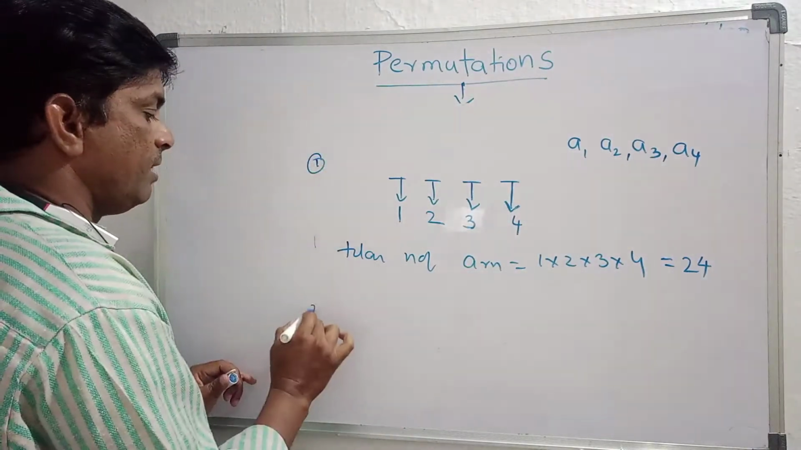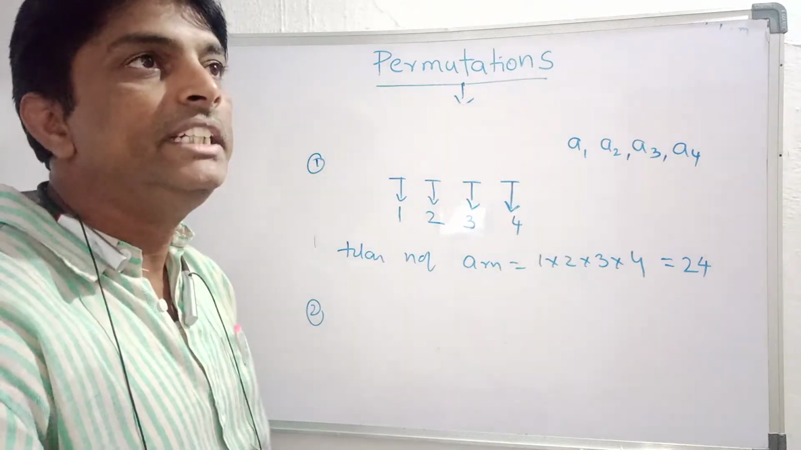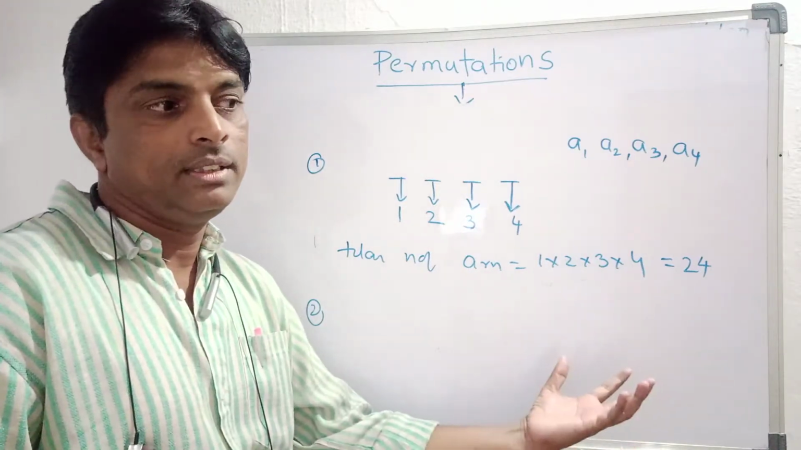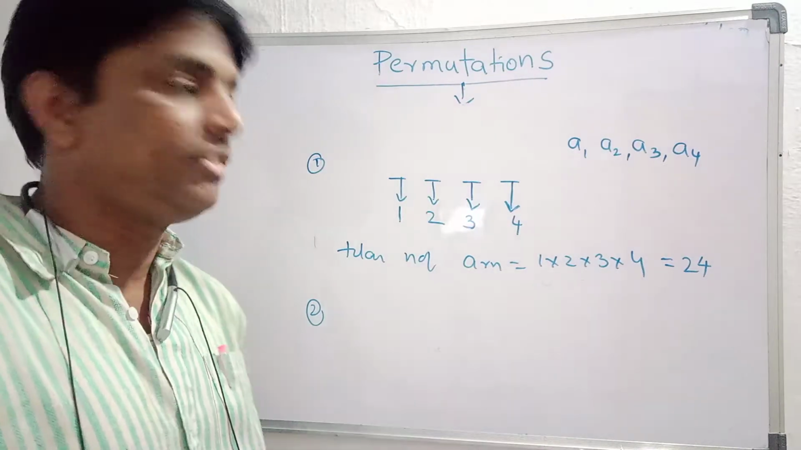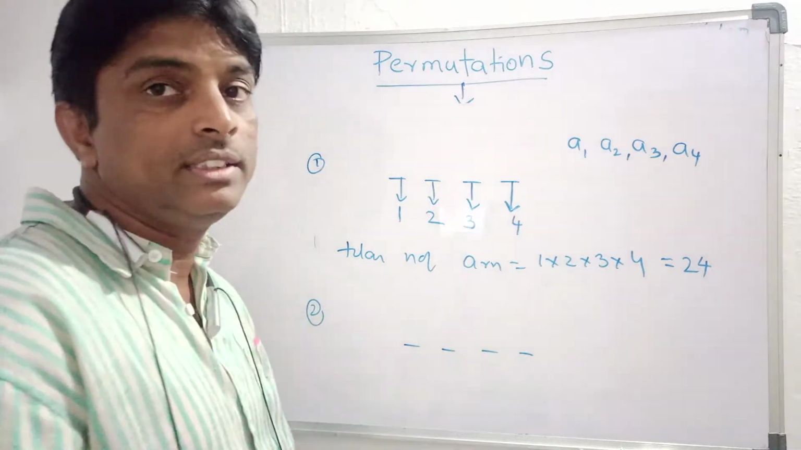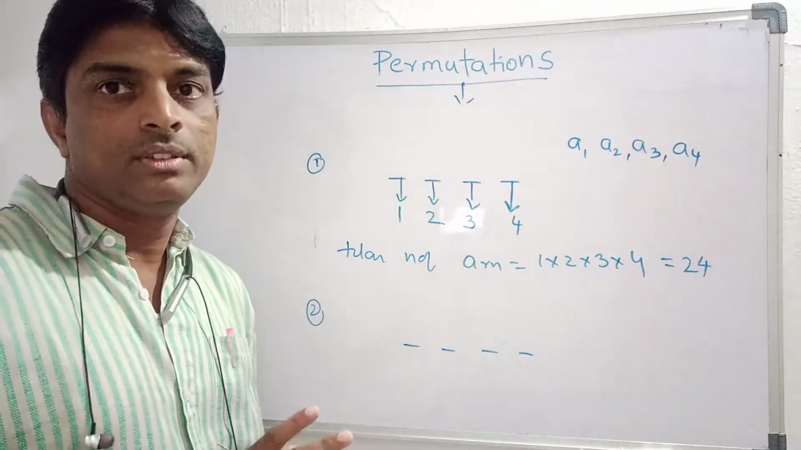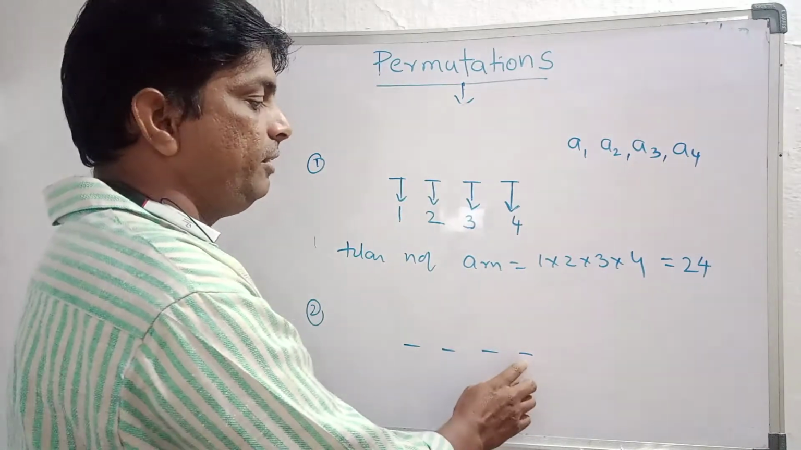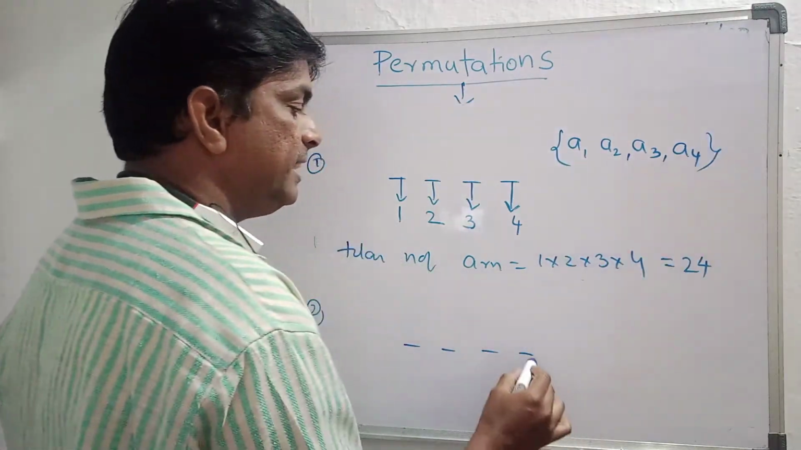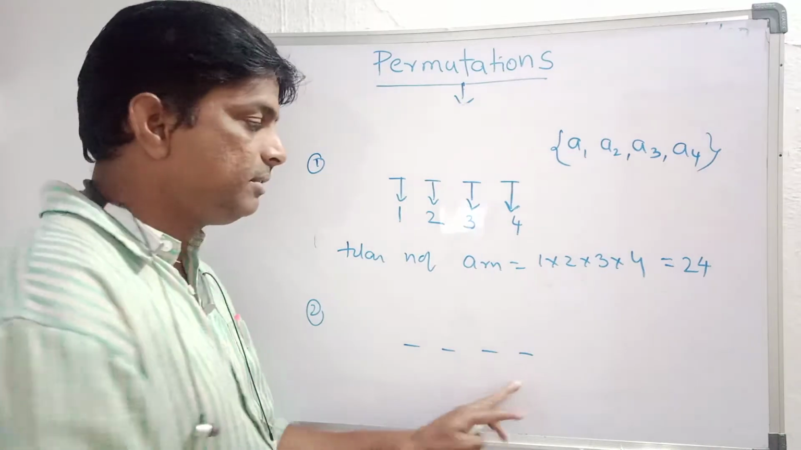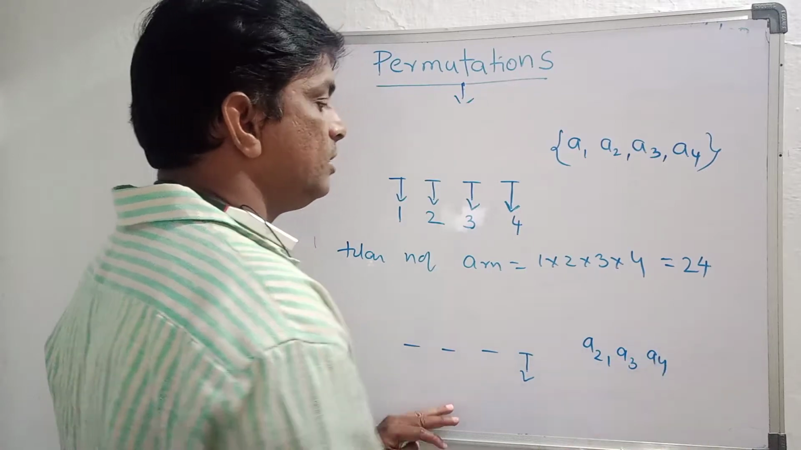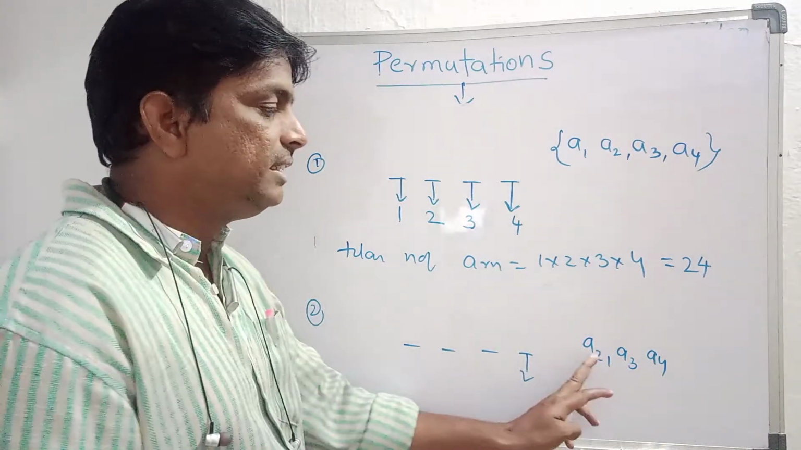For example, if I say find the total number of arrangements in which A1 does not sit in the last place. Understand my question? Find the total number of arrangements in which A1 is not ready to occupy the last place. Is not means he never prefers to sit in the last place. How do you find out in this case? Since A1 does not prefer to sit in this last place, this place I have to fill with either A2 or A3 or A4. So therefore this last place I can fill with either this or this or this.